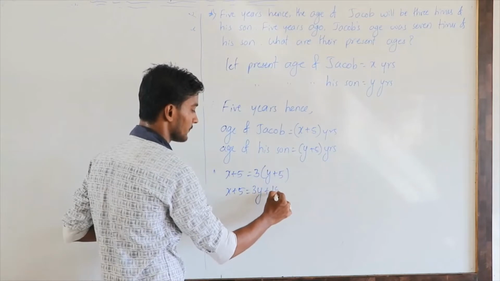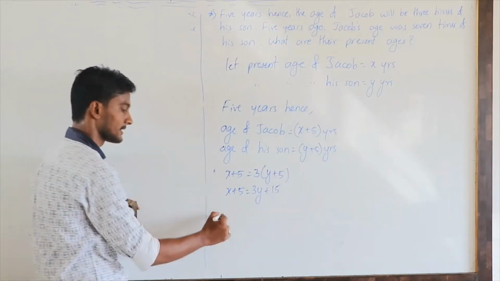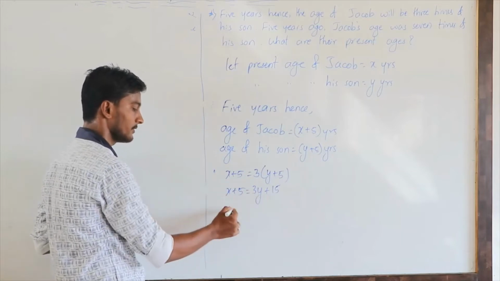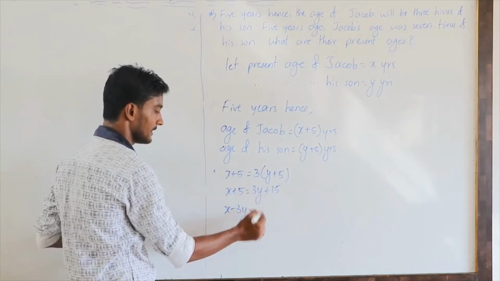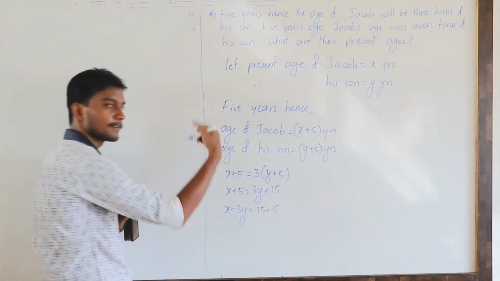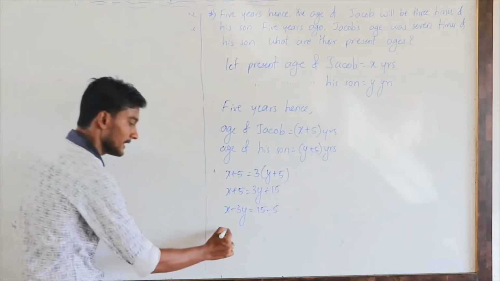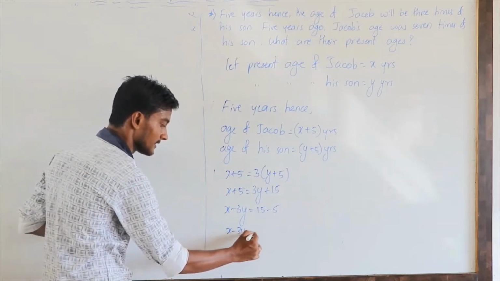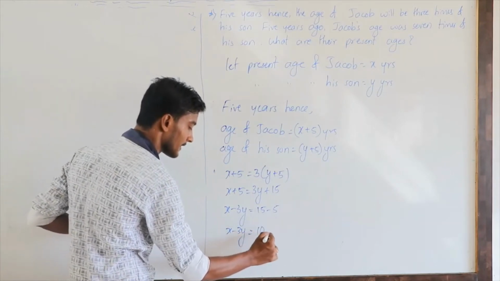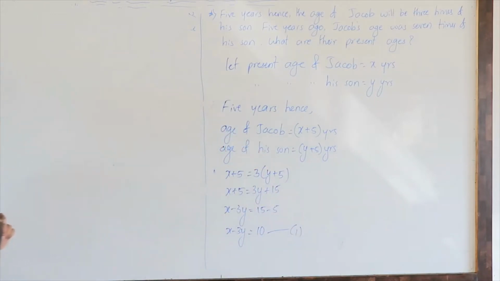So 3 into 5, it is 15. So bring the variable to one side. x, if you bring 3y to this side, minus 3y is equal to 15, and if you take the 5 to that side, minus 5. So x minus 3y is equal to 15 minus 5, which is 10. Equation number 1.